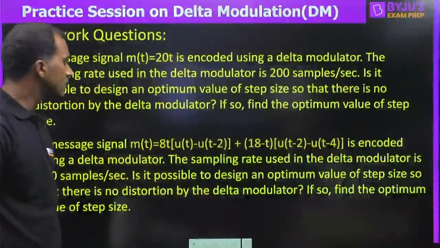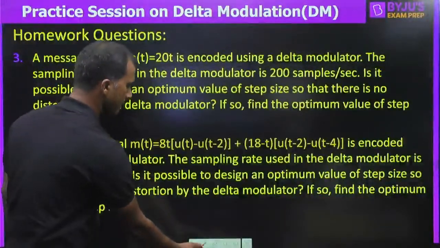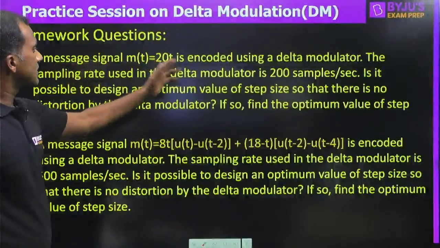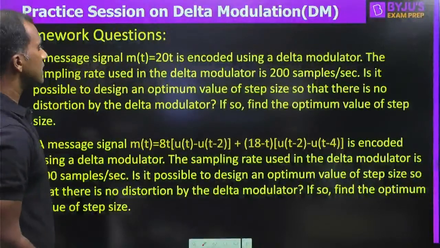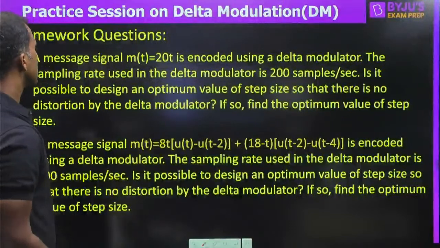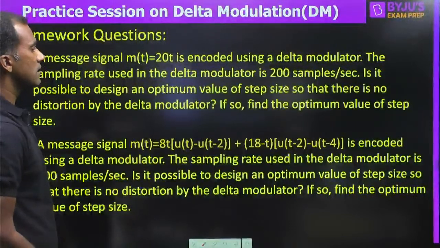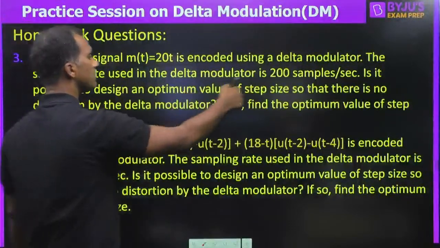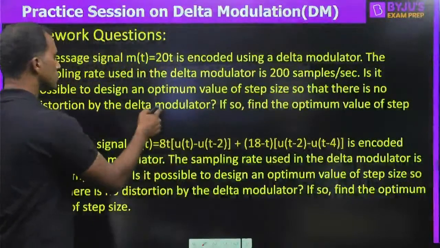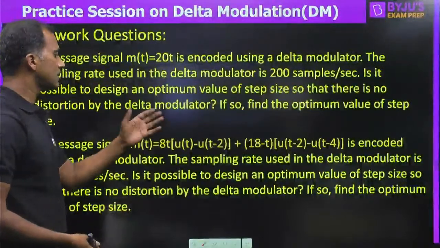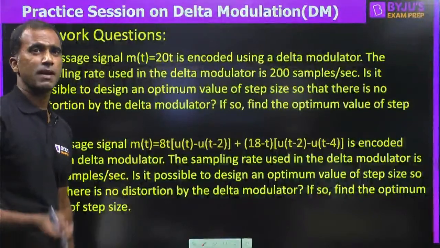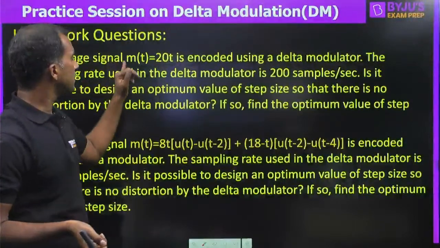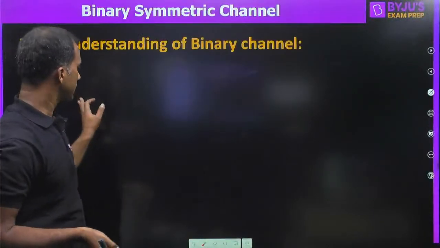So let's go to the third one quickly. A message signal m of t equal to 20t is encoded using a delta modulator. The sampling rate used in the delta modulator is 200 samples per second. Is it possible to design an optimum value of step size so that there is no distortion by the delta modulator? What is the condition? The magnitude of slope should be constant. So let us find the slope for m of t.